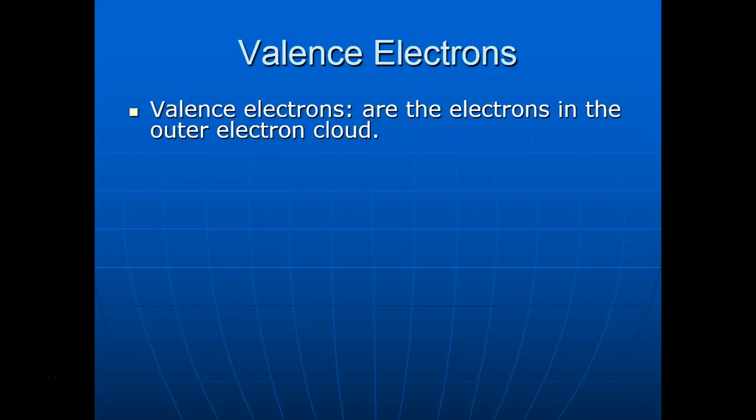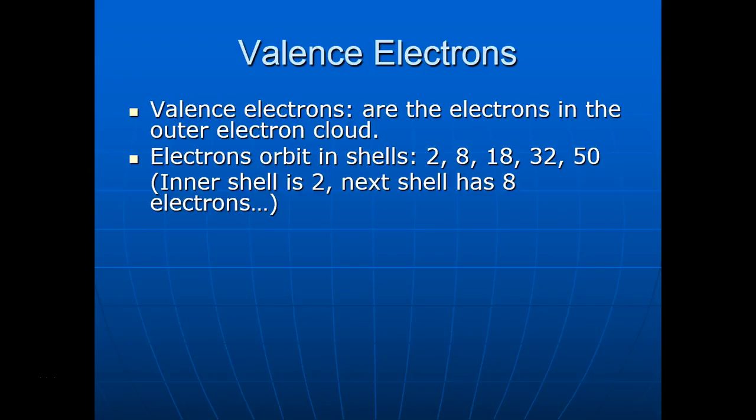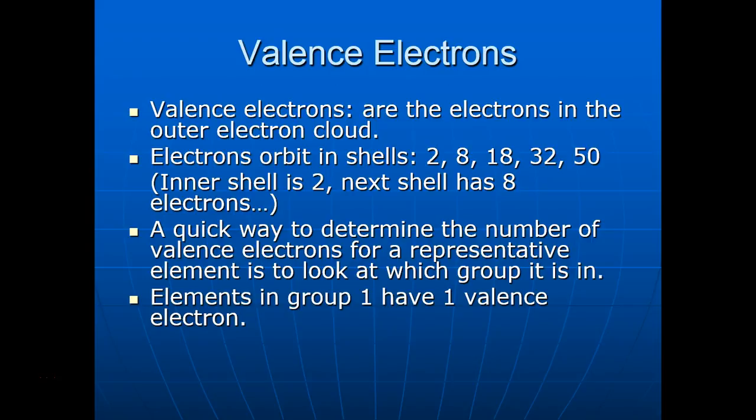So let's look at how valence electrons play into this. These are the electrons in the outer electron cloud. They orbit in shells. You know, our first shell can hold 2 electrons, second shell 8, third shell 8, but all the way up to 18 depending on the element, 32, 50, and so on. We usually only work with 3 valence shells. The quick way to determine the number of valence electrons is to look at which group it's in. We know the group is the column in the periodic table. Group 1 has 1 valence electron, and so on.